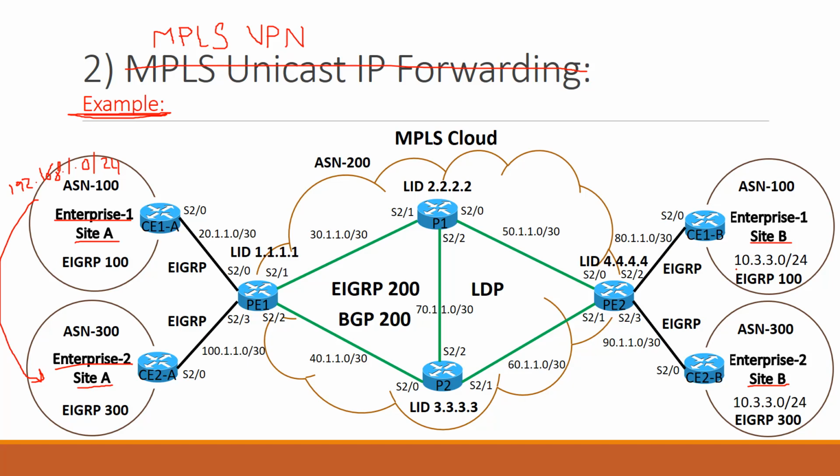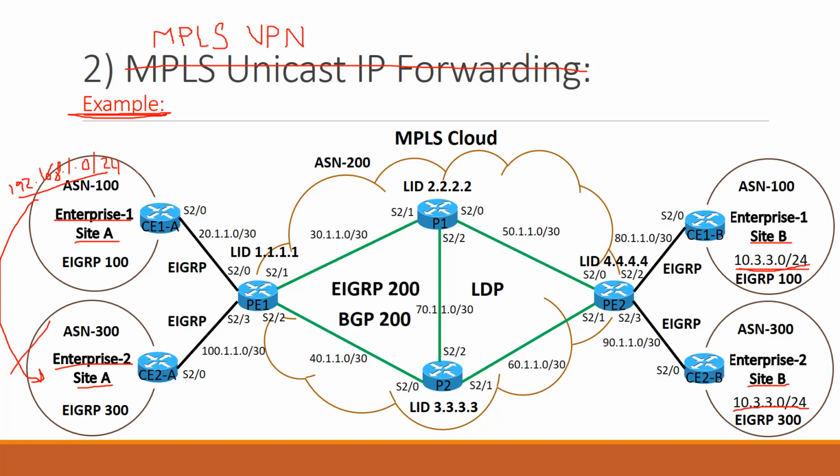and similarly for site A for customer 2, and for site B for enterprise 1 or customer 1, we will advertise this prefix, and there is an overlapped prefix here, so you will know how MPLS VPN will differentiate between these duplicate prefixes and these duplicate prefixes.